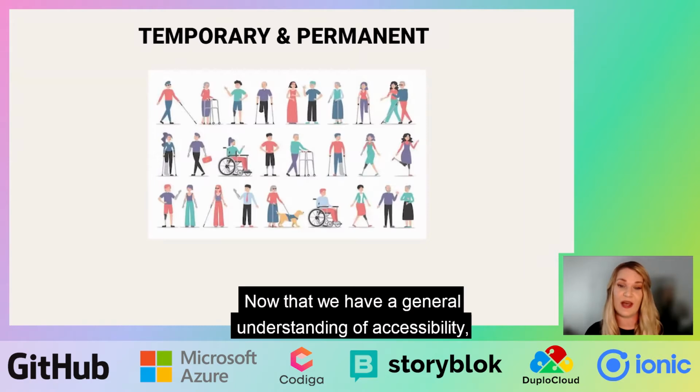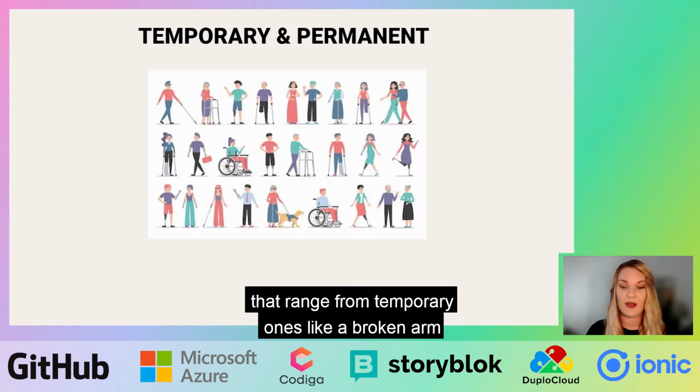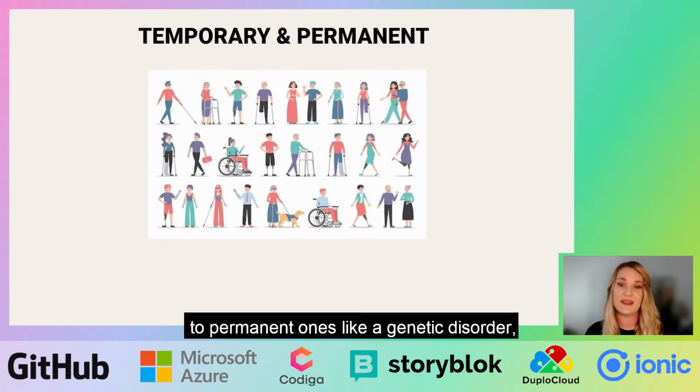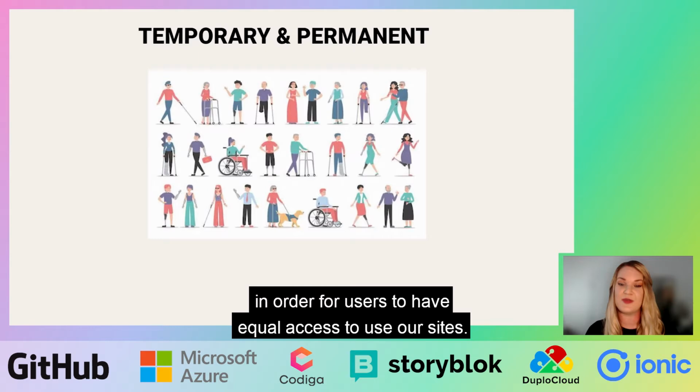Now that we have a general understanding of accessibility, it's time to think about the users. Currently, there are thousands of recognized categories of disabilities that range from temporary ones, like a broken arm, to permanent ones, like a genetic disorder, all of which require different types of accommodations in order for users to have equal access to use our sites.